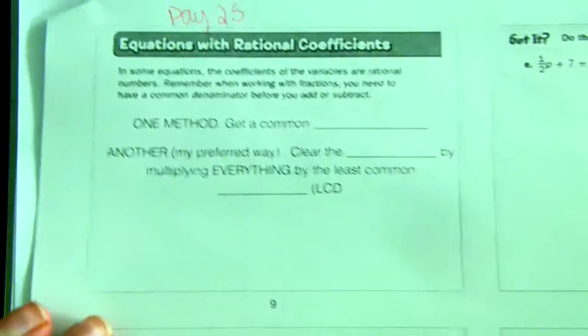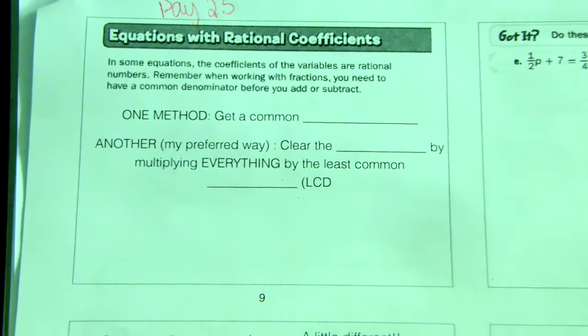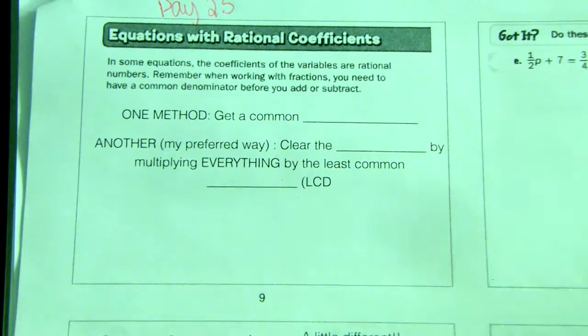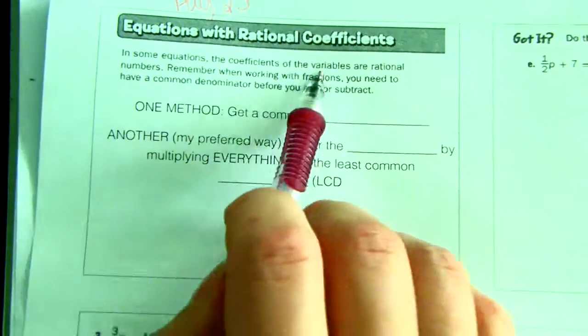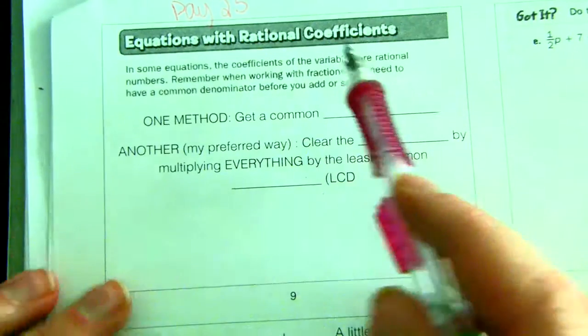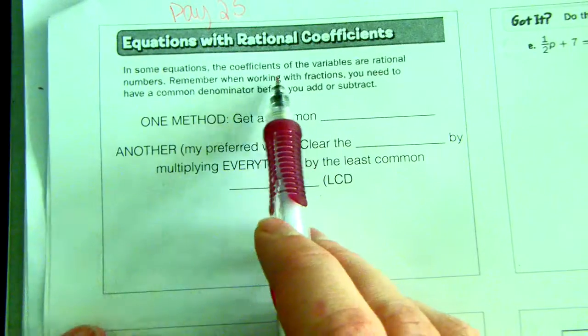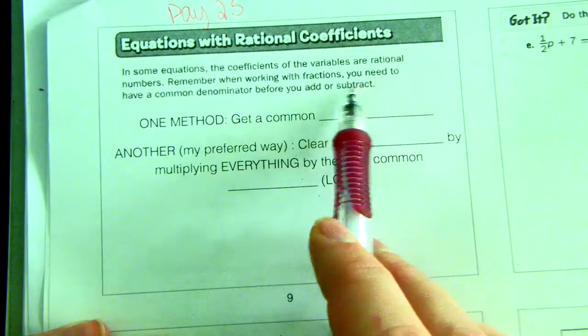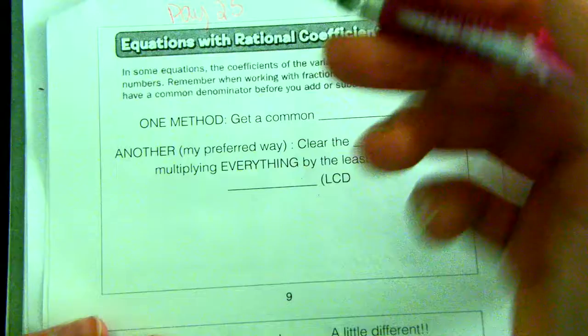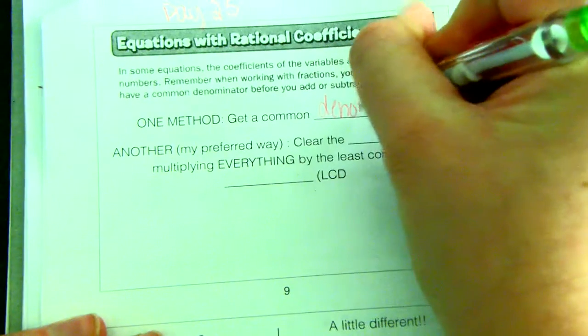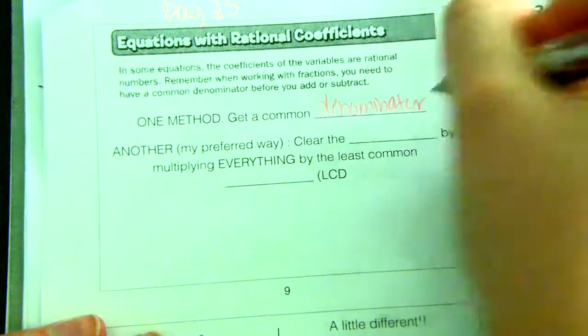2.5, day 2. So this one, we have what I call clearing the fractions. So we're going to see a little bit harder problems with fractions. Some equations, the coefficients of the variables are rational. Remember, they're decimals or fractions. Remember that when working with fractions, you need to have a common denominator before you add or subtract. So one method is to get a common denominator and then add or subtract. And you can always do that.